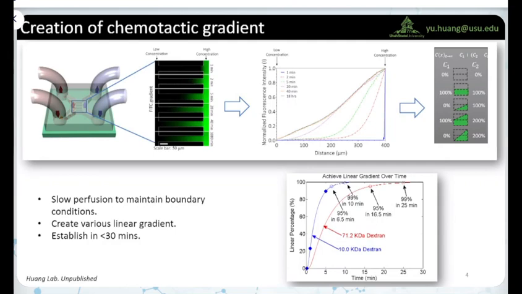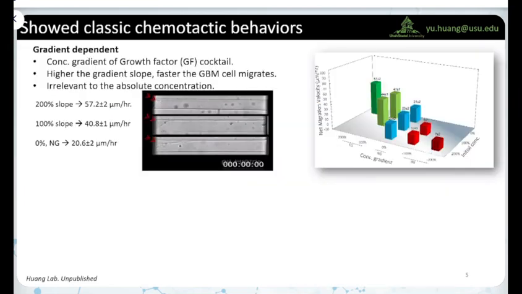So this is basically showing we have a pretty easy, manipulable process to mimic the chemotactic process and to generate any kind of linear gradient we want. So this is what happens once we generate a gradient, okay? And of course, it's a very typical chemotactic behavior, all right?